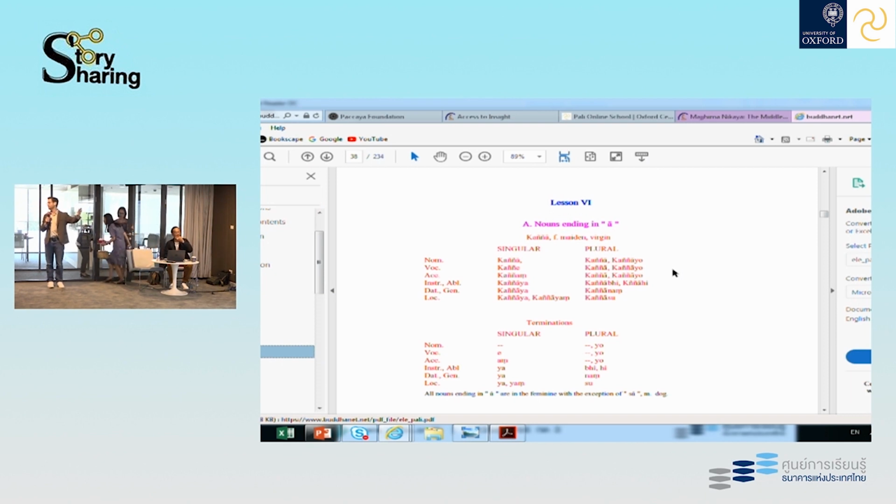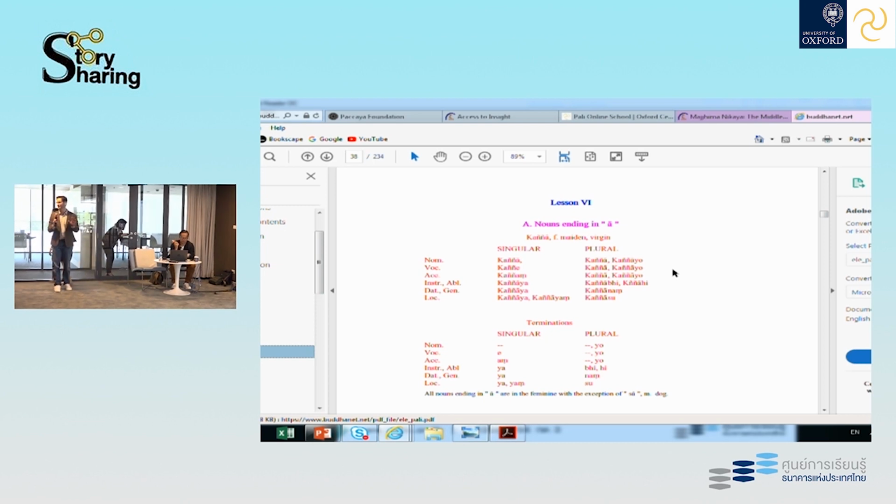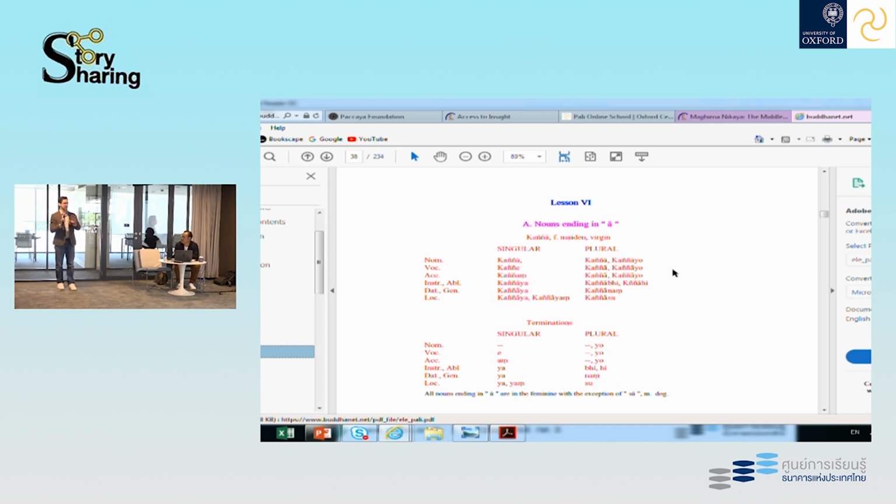You might not know what this means. You have this table in front of you, a grammatical table. If you're used to learning languages, you understand. But for most people, they will think, okay, this is too difficult. I will not be carrying on with this.